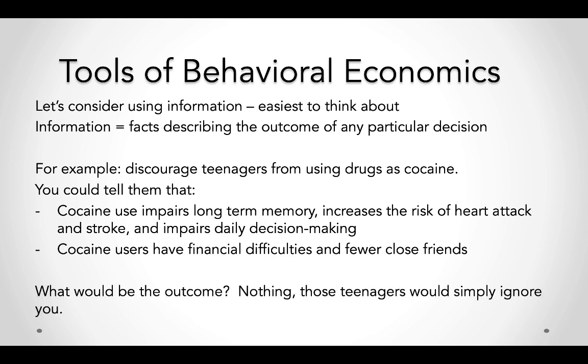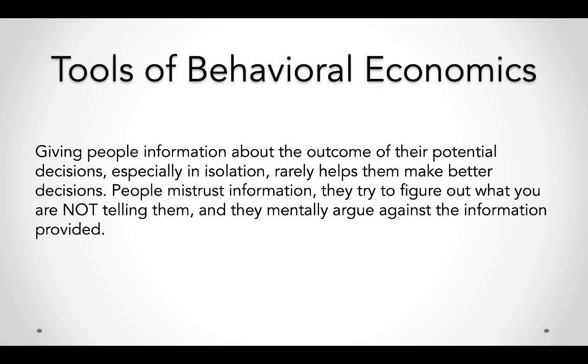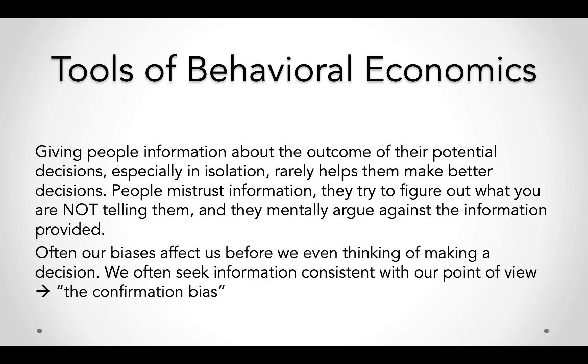And what would be the outcome here if you give this information to teenagers? Nothing. The teenagers don't care. They will simply ignore you. So giving people information about the outcome of their potential decision rarely helps, especially in isolation. People mistrust information. They try to figure out what you are not telling them, and they mentally argue against the information provided. Often our biases affect us before we even think of making a decision. We often seek information consistent with our point of view, see the confirmation bias. Another strong one is the halo effect.